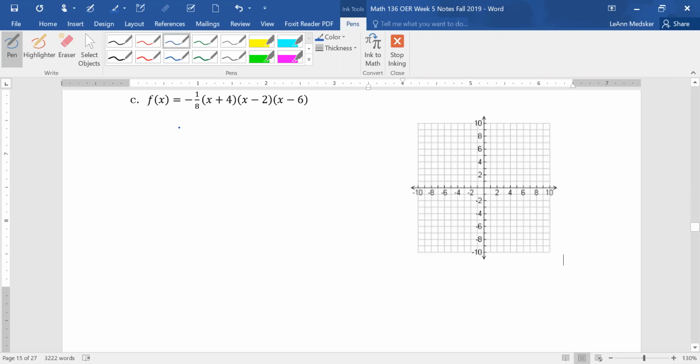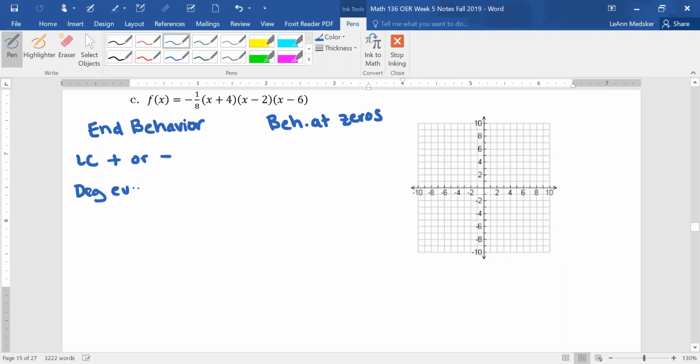So this is graphing polynomials, and we learned that there's a couple of things that we want to know about when we graph a polynomial. The first thing is called the end behavior, and the second thing is our behavior at our zeros. For end behavior, you need to know if your leading coefficient is positive or negative, and if your overall degree is even or odd. Remember, we learned that there are different end behaviors related to these situations.